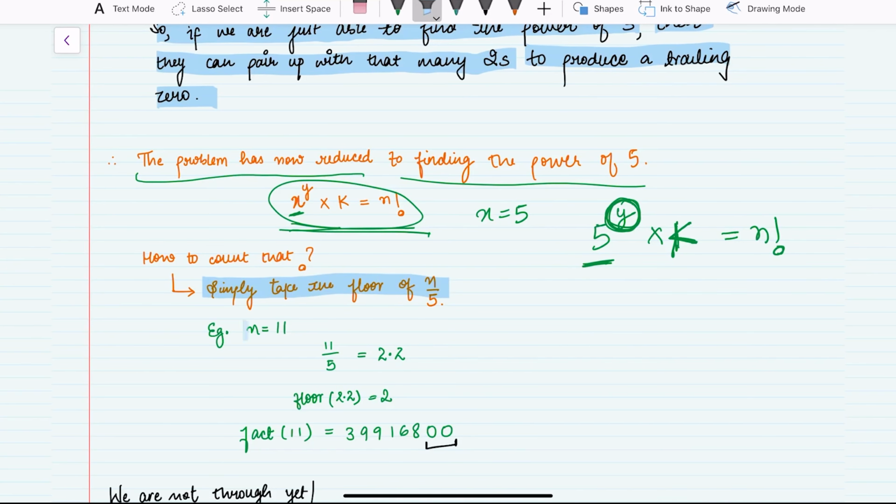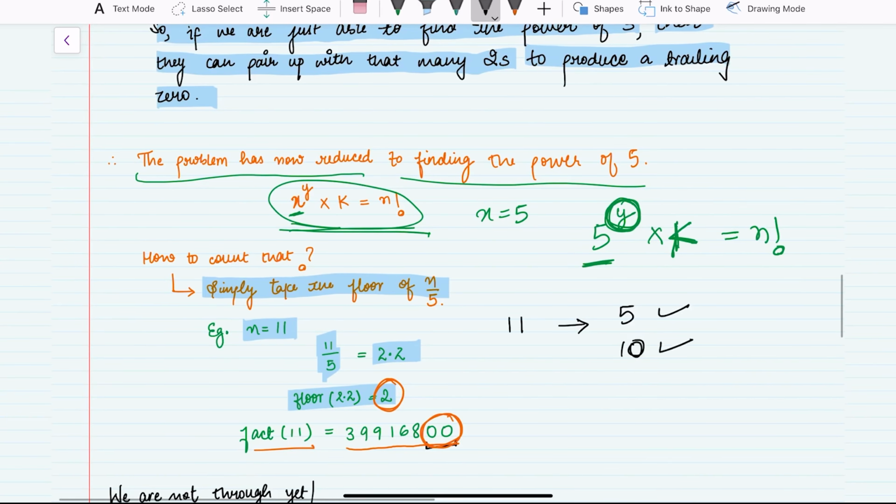For example, let's say n is equal to 11. Now n by 5 gives us 2.2. The floor of 2.2 is nothing but 2. That means the factorial of n is going to have 2 zeros. If we see here, the factorial of 11 is nothing but 39916800. So there are 2 trailing zeros. Because in 11, how many multiples of 5 are there? It's 5 and 10. So this has contributed one 5 and this has contributed one 5. Therefore, the total number of 5's is 2 and therefore the trailing zeros are 2.